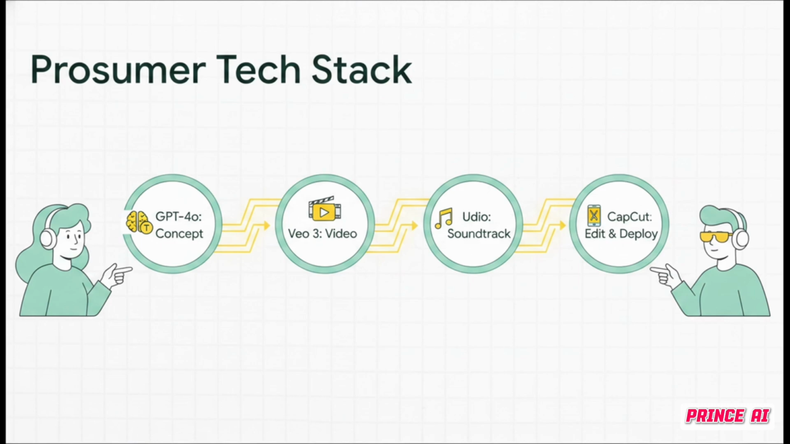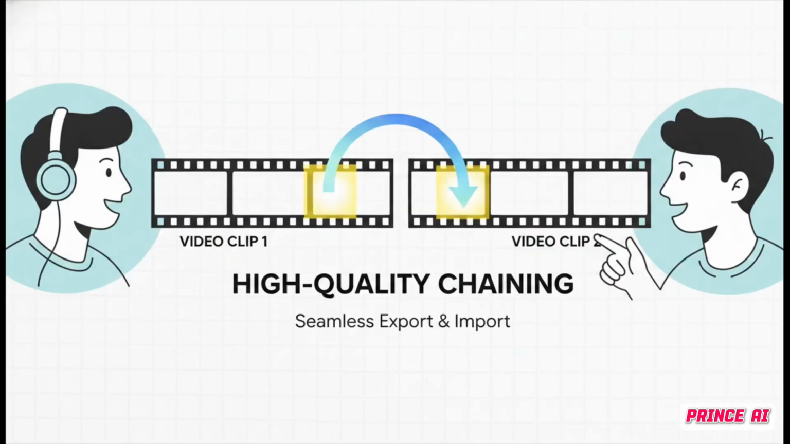Next, you hit up Udio to generate a custom viral soundtrack. And finally, you assemble the whole thing in CapCut for instant deployment to platforms like TikTok or Instagram. Boom. Done. But here is a quick pro tip to solve a major VO3 limitation.